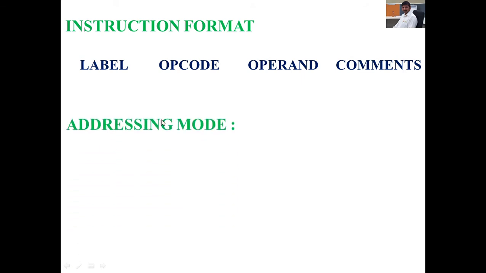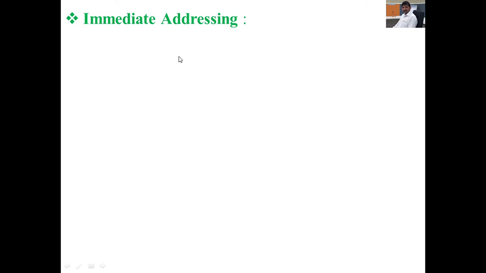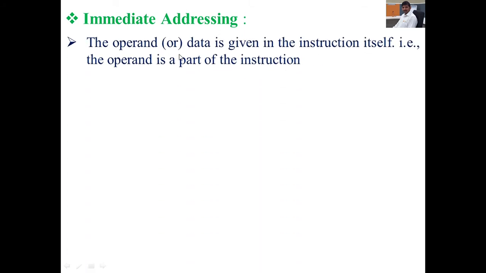Next, addressing modes. The TM4C family contains 5 addressing modes. Addressing mode means the way of specifying the data to be operated on by the instruction or opcode. First, immediate addressing mode. Here, the immediate value is part of the instruction. The operand is given in the instruction itself.